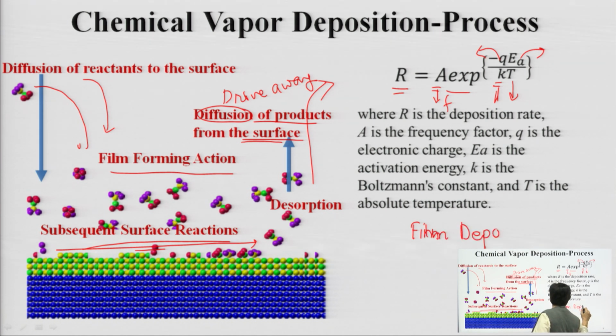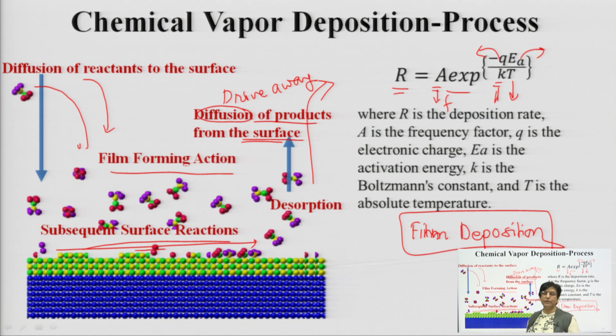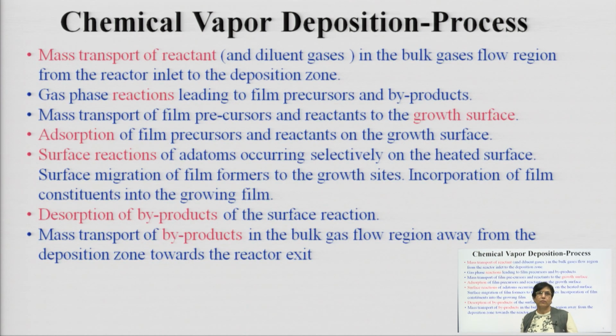Please understand, in this case your deposition rate will depend upon the frequency with which they are arriving, or the frequency factor, then the activation energy and the temperature. So, these are the predominant factors that are to be taken care of, so as to have exact or precise deposition of the film over the substrate. Same thing is being explained over here.